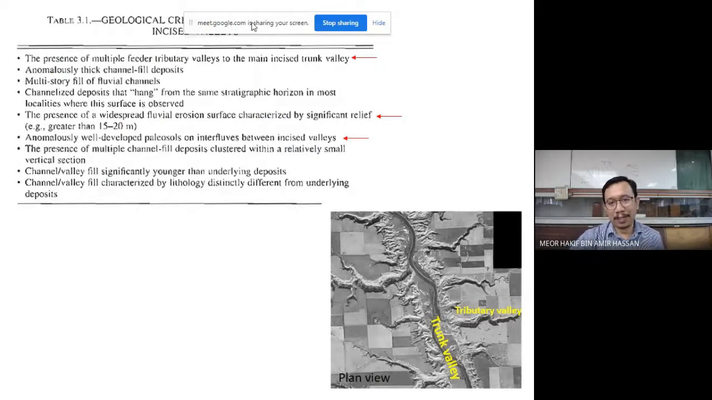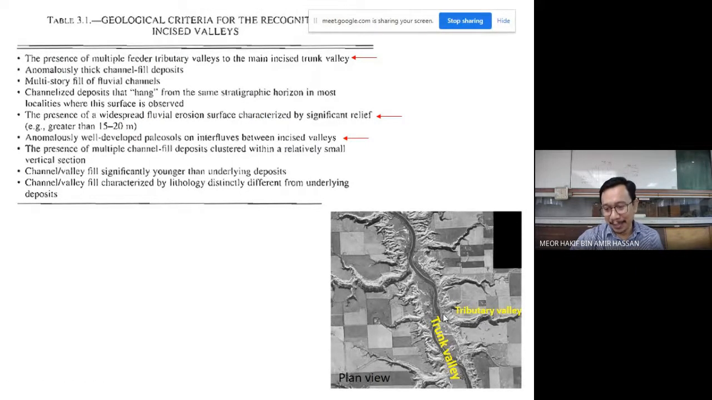Okay, a better photo. Now I've labeled it, trunk valley and tributary valleys. So you have lots of different characteristics, lots of criteria in order to identify incised valleys. They are listed here. So in this example, you have multiple feeder tributary valleys and the main incised trunk valley.